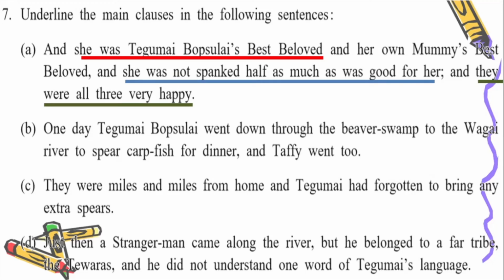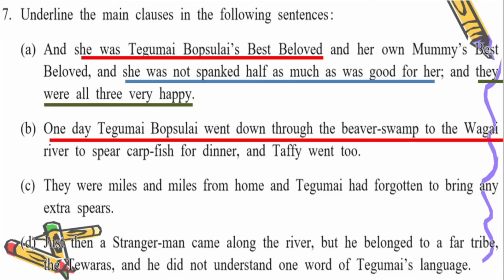One day Tegumai Bopsulai went down through the beaver swamp to the Vagai river to spear carpfish for dinner, and Taffy went too. So let us check and find out how many main clauses we are able to locate in this. So one day Tegumai Bopsulai went down the beaver swamp to the Vagai river. Okay, then Taffy went too. If you want, you can take the red line to the end of that part.